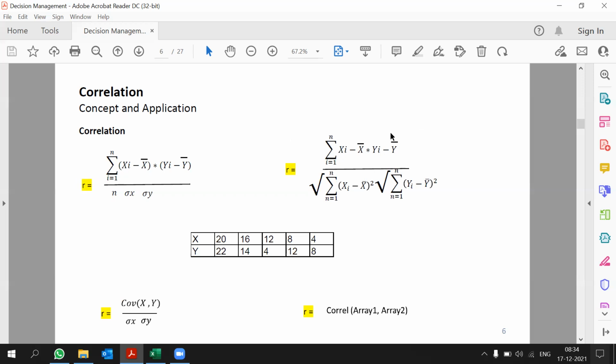Now, see what is happening in the numerator. There is summation of the multiplication of differences of two sets of series, where the differences are calculated by deducting the mean of a particular series from each number. What do I mean by that? Let's take an example and we'll go from there.